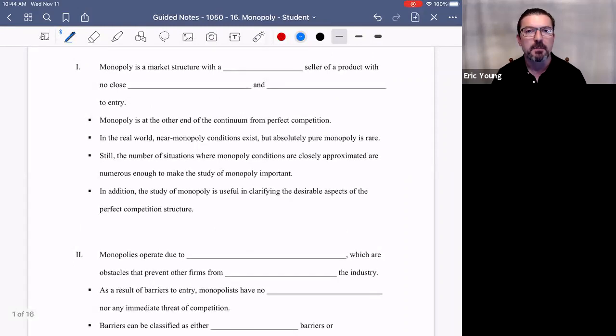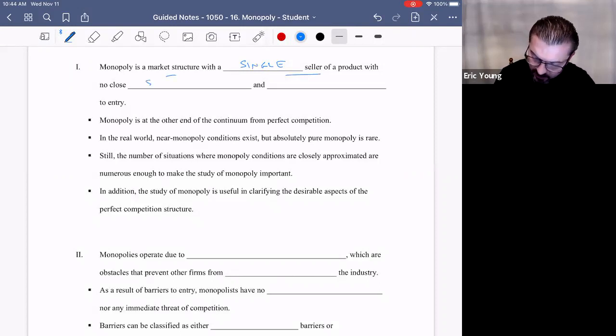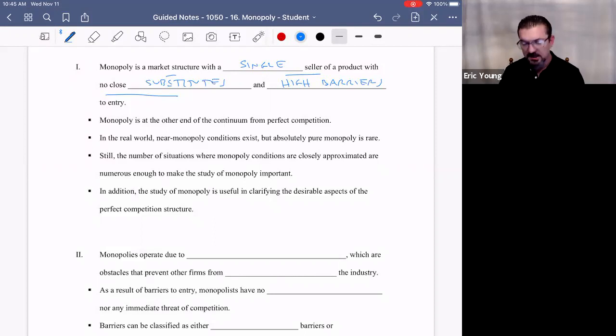And we start off by defining monopoly as a market structure with a single seller of a product. So monopoly again implies one seller. It's a market structure. There's a single seller of a product. Critically, that product has to have no close substitutes. So the monopoly is defined as a market structure where there's one seller, and that seller is selling a product with no close substitutes. And critically, the market structure is characterized by having what we would call high barriers to entry. So you can contrast this definition with the definition that we put forth before for perfect competition, okay?